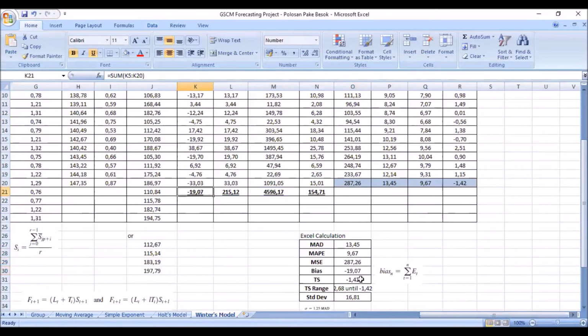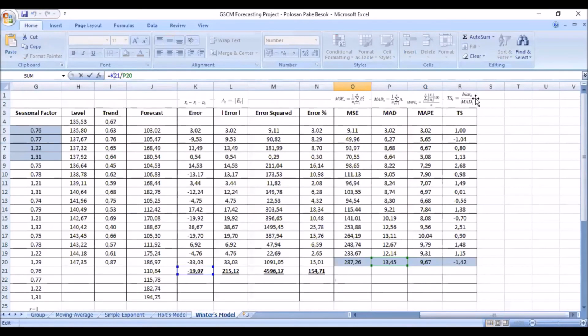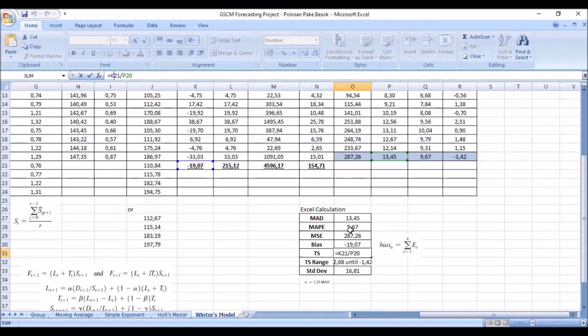After that we can also count the bias, which we can just copy from the total of errors. And then for the TS, we can just use the total of errors divided by the MAT. And we also found a similar result, or the same result, with the Excel calculation.